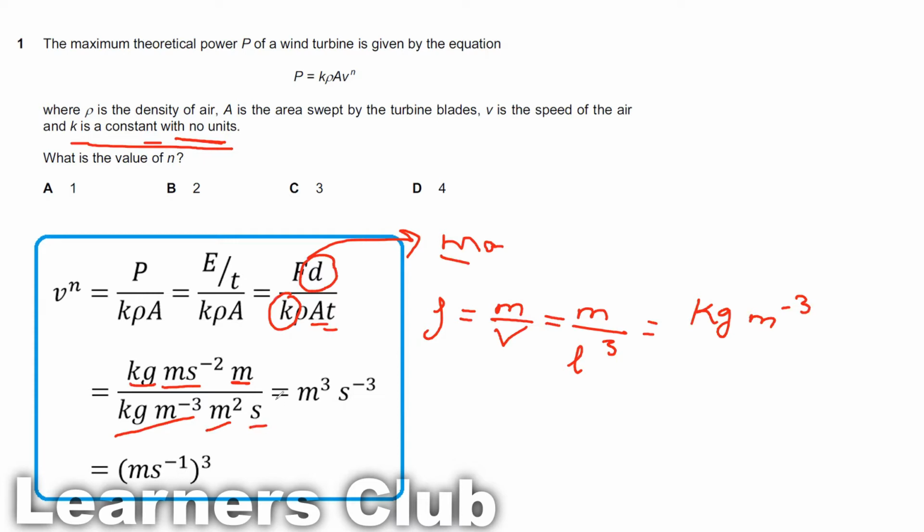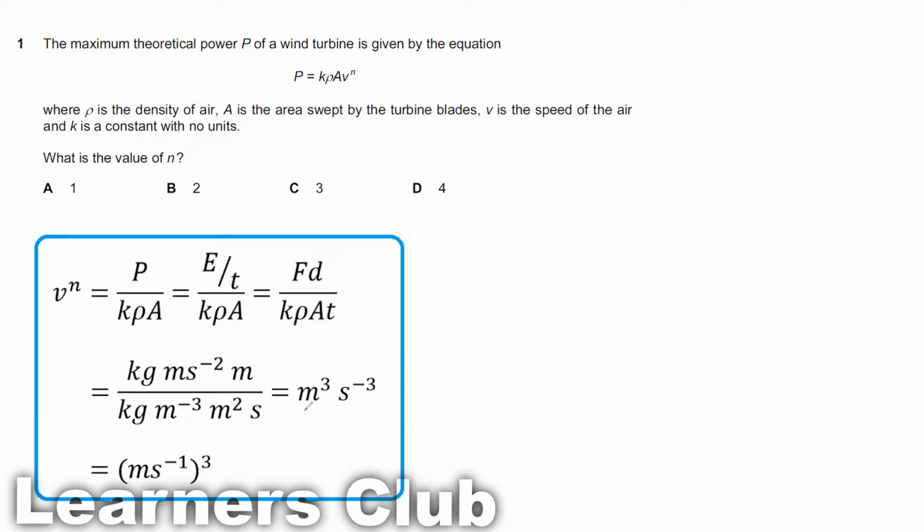Now, when we simplify this entire expression, we get the answer as meter cubed per second cubed. Again, simplifying it, you can get it as meter per second to the power of 3. The SI base unit of speed is meter per second. In place of N, we have 3. As a result, the value of N is 3. You can clearly see that's option C.